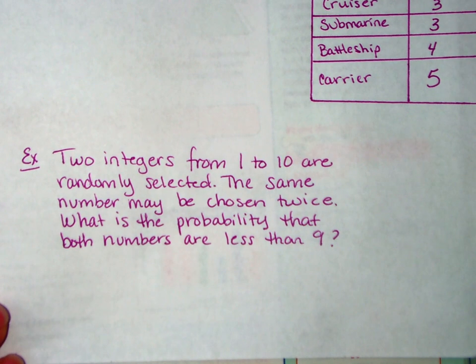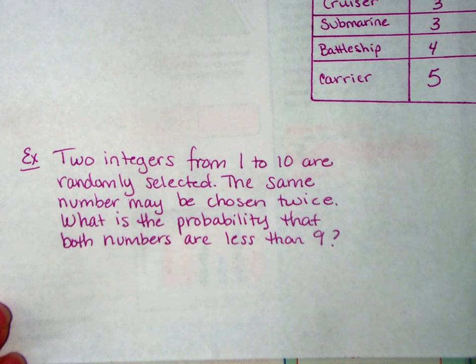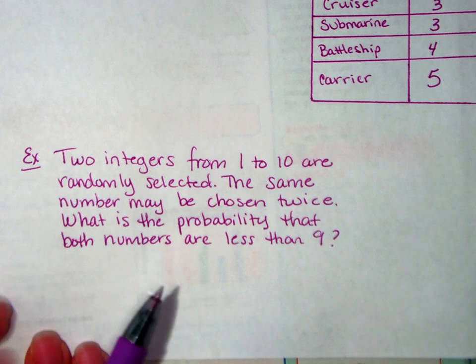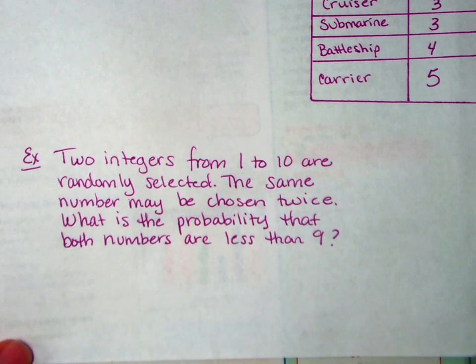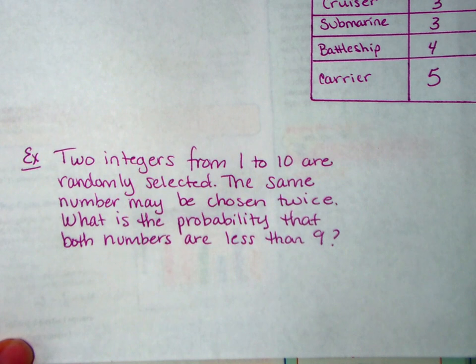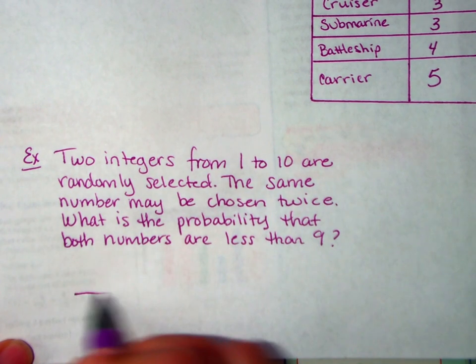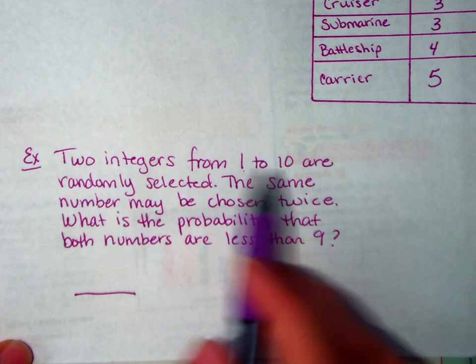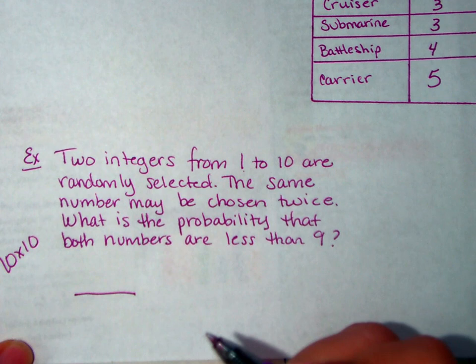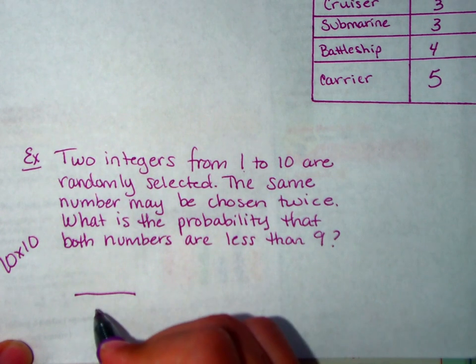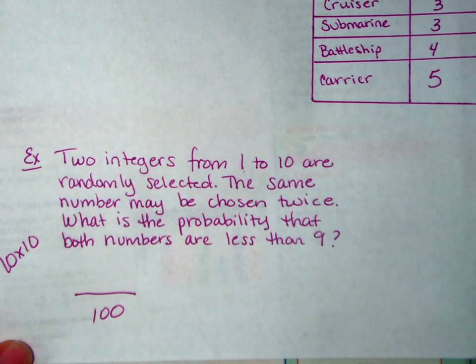All right, two integers from 1 to 10 are randomly selected. The same number may be chosen twice. What is the probability that both numbers are less than 9? Okay, again, for our sample space, how many are possible? I have two integers from 1 to 10. Well, isn't 10 times 10 100? Okay, so I know 100 is my denominator.